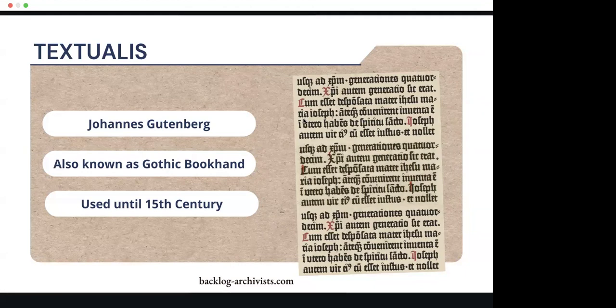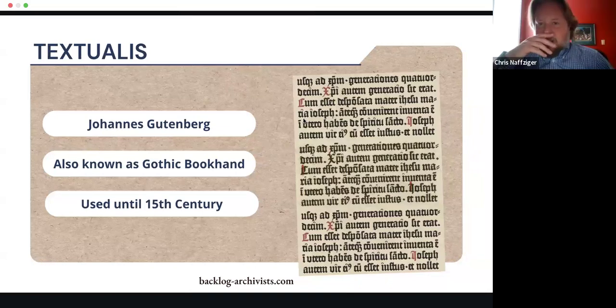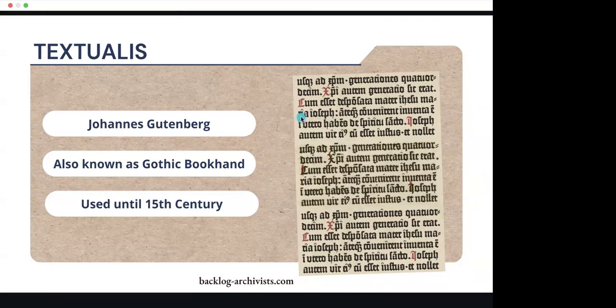Yes. And then it goes on, Joseph autem vir eius cum esset justus et nolet. That's New Testament. They're talking about the generations of Jesus, and it's repeated 3 times as you go down. Yes. Thank you. You're quite welcome.